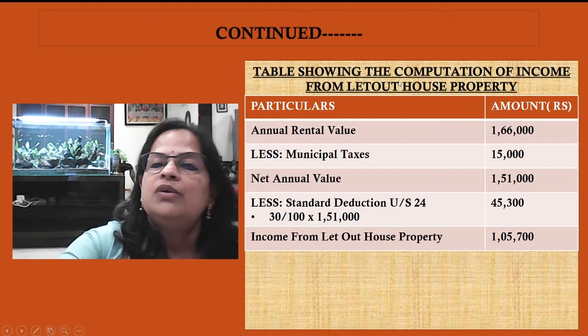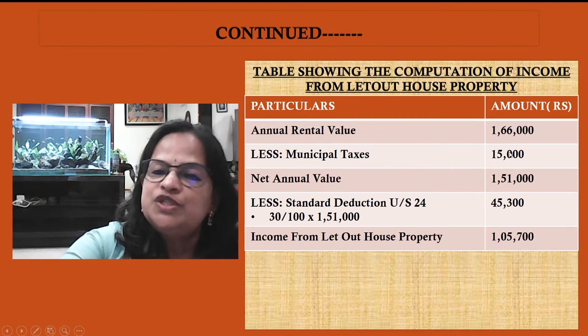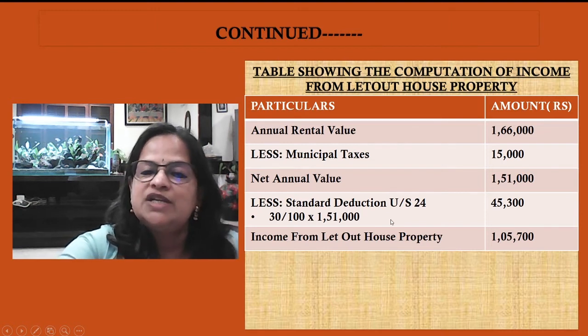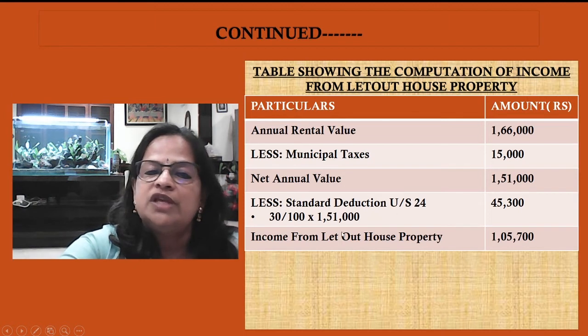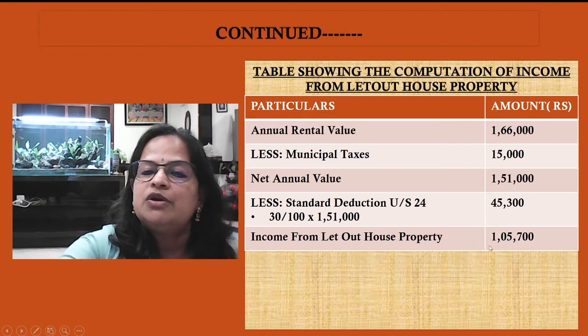Now annual rental value 1,66,000 less municipal taxes 15,000. So you will get the net annual value 1,51,000, less standard deduction under section 24. Standard deduction is 1,51,000 into 30 by 100, 45,300. Now income from let out house property is 1,05,700.